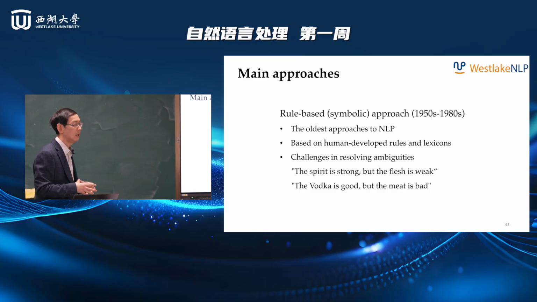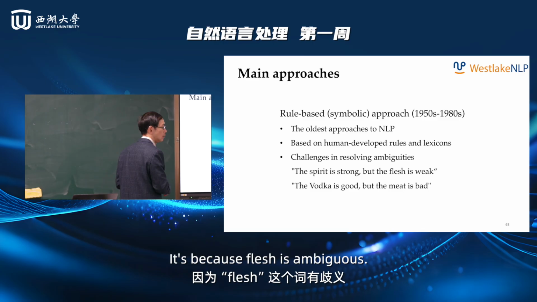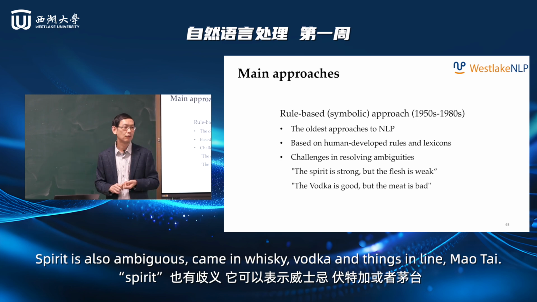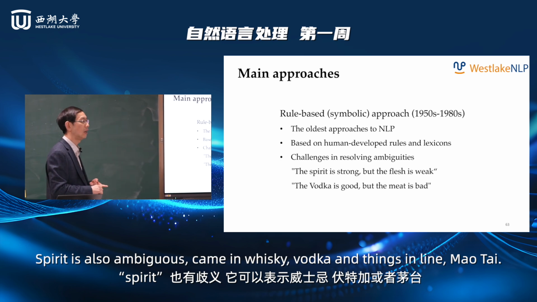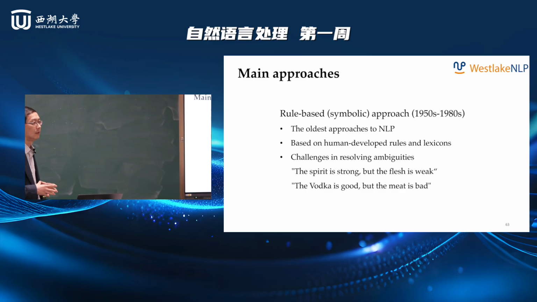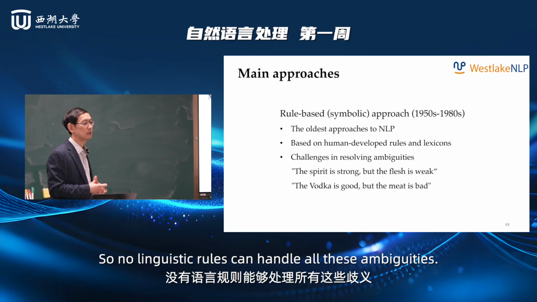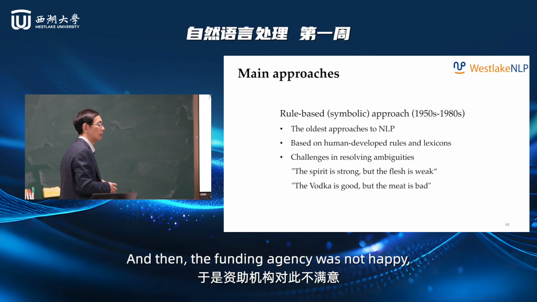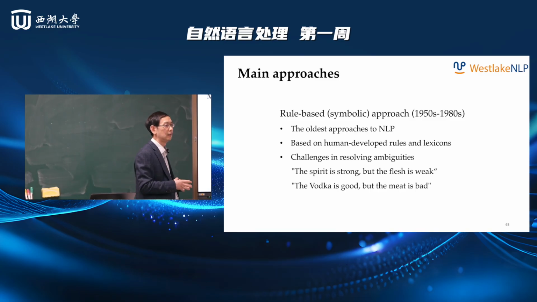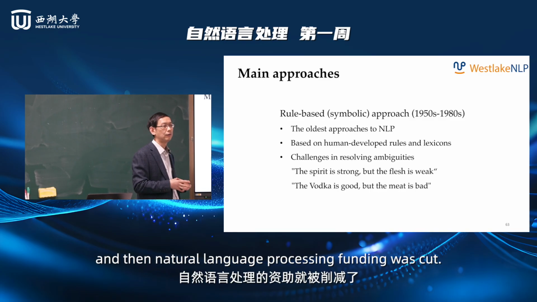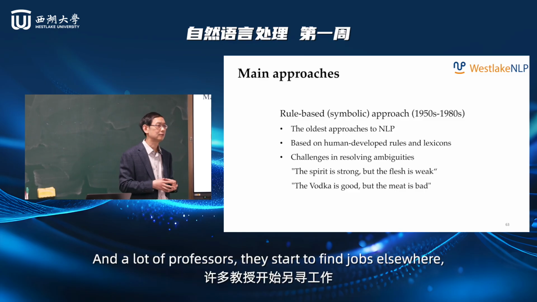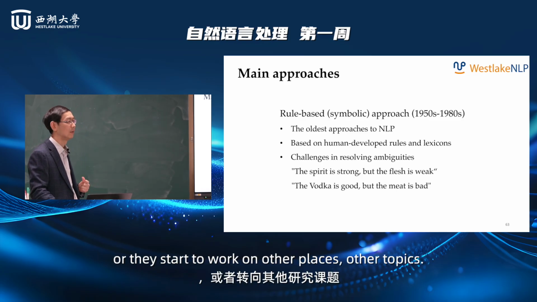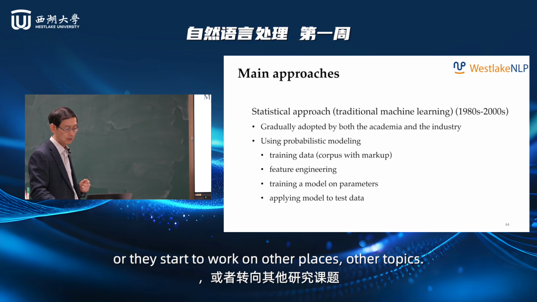Why does this happen? It's because flesh is ambiguous. Spirit is also ambiguous, right? It can mean whiskey, vodka, and things in line, okay. So no linguistic rules can handle all these ambiguities. And then the funding agency was not happy, and natural language processing funding was cut. And a lot of professors started to find jobs elsewhere, or started to work on other topics, okay.